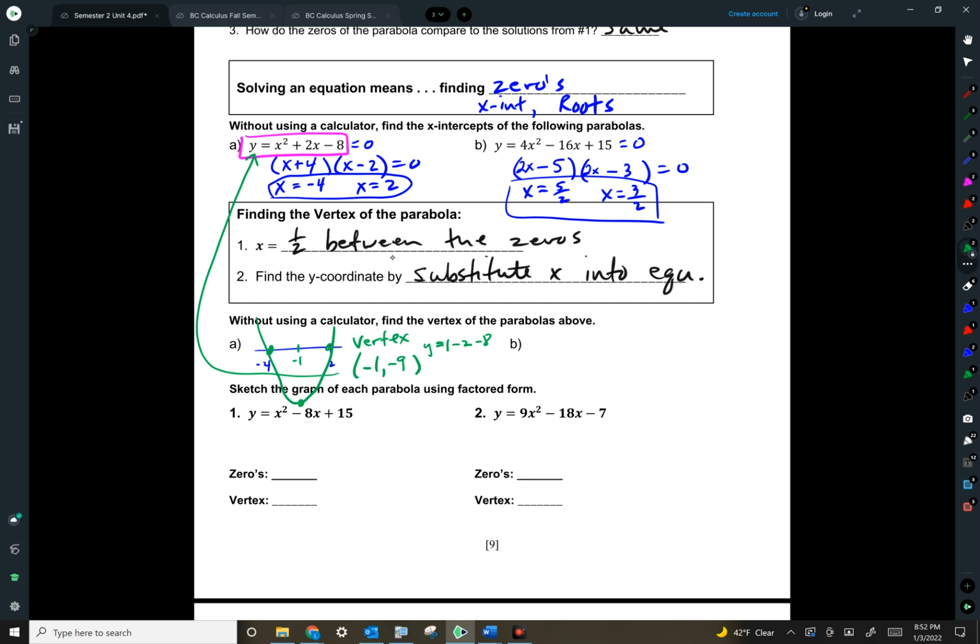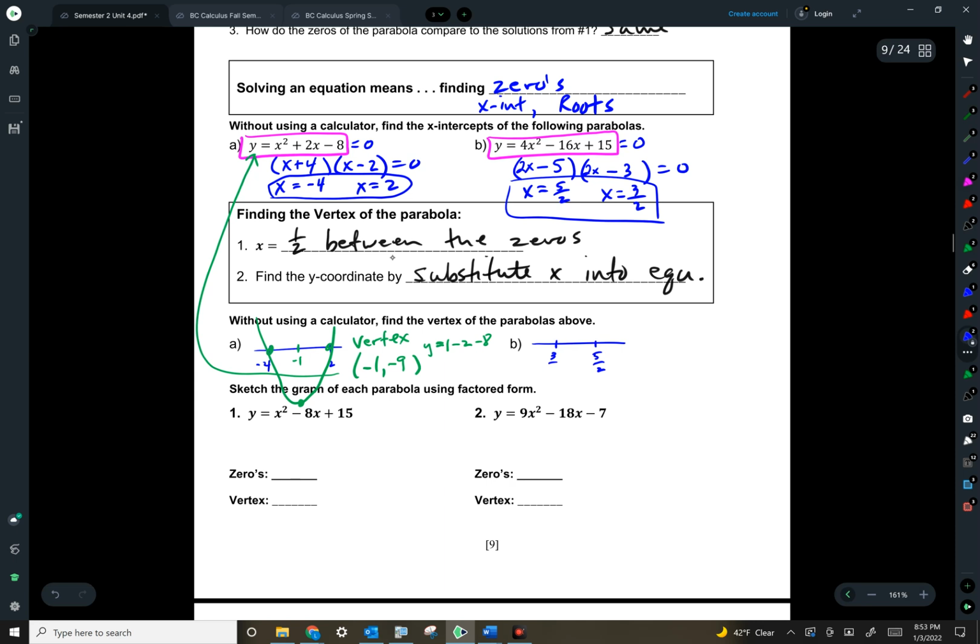Okay, let's go to this second example. Here's the equation we're looking at. We know that the zeros were at 5/2 and 3/2. So 3/2 is here, and 5/2 is here.